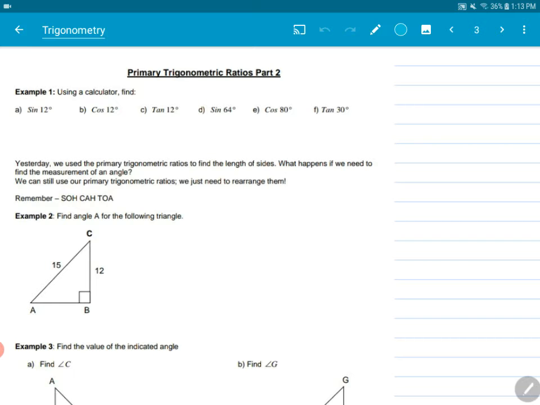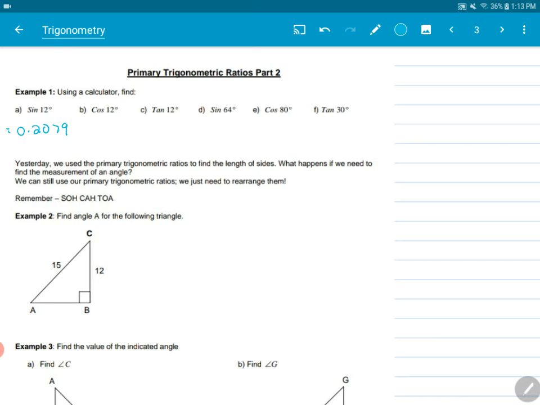Sine 12 equals, if you plug that in, you should get 0.2079. I like putting 4 decimal places for these to make it at least the most accurate possible. You can write all of them if you want to, but I would say if you just put 0.2, that's not enough. So do the same thing for B all the way through F, and then check your answers on the document later.